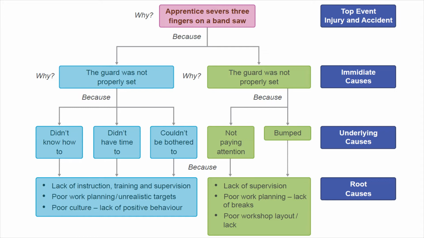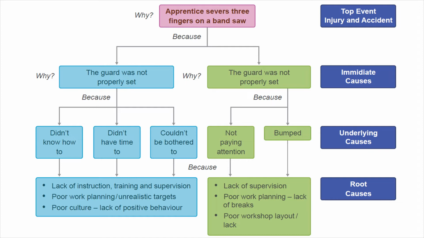This is a multi-causal analysis, asking why until we get to the root cause of the incident. For instance, the top event or injury and accident was the apprentice severing 3 fingers on a bandsaw. Asking the question why gives us 2 reasons. The first immediate cause is that the guard was not properly set.